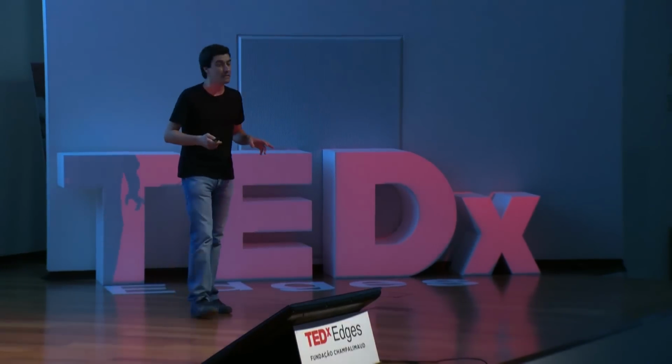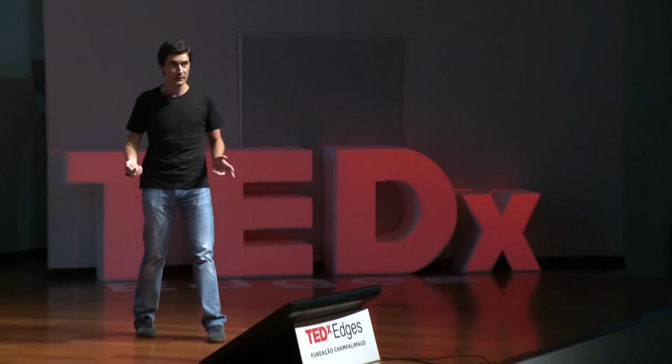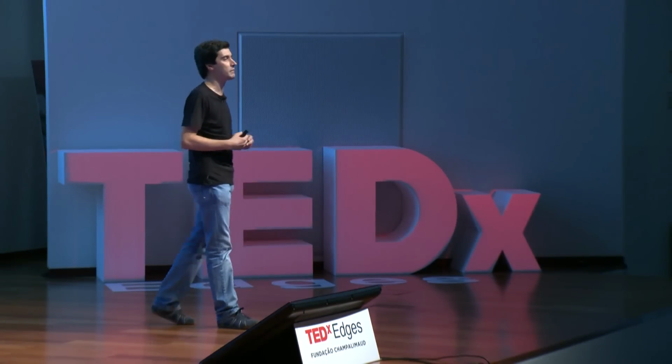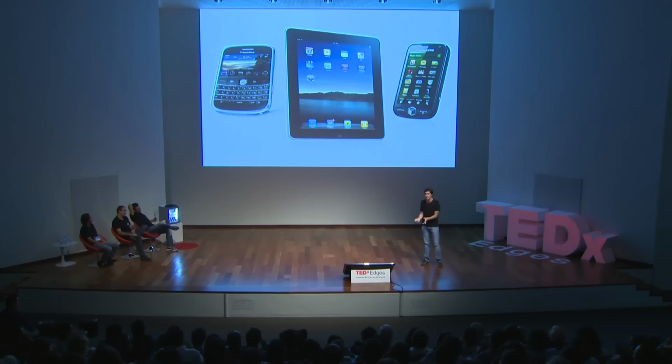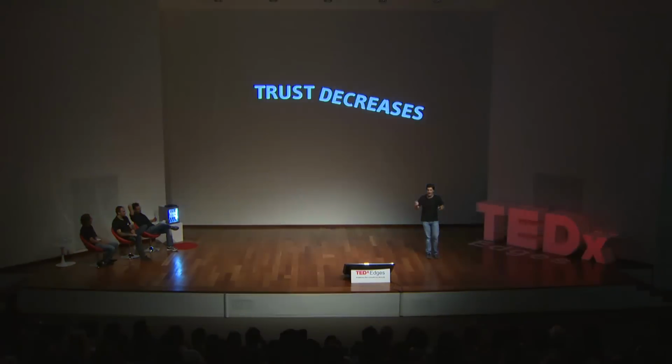Like in real life, spam is also noisy, disturbing, annoyingly repetitive, right? And with the current proliferation of mobile devices with access to email, we end up receiving spam twice, right? And this also has an impact in terms of trust, because the trust in email usage decreases.